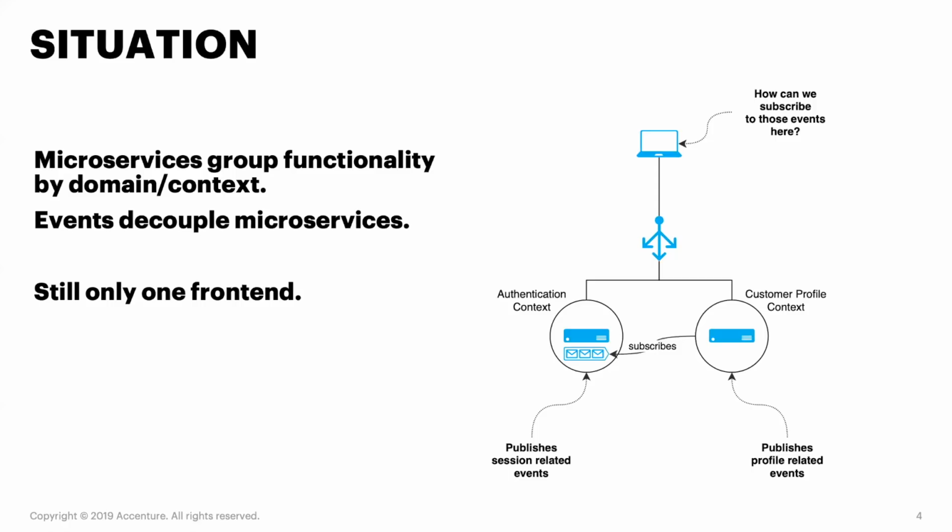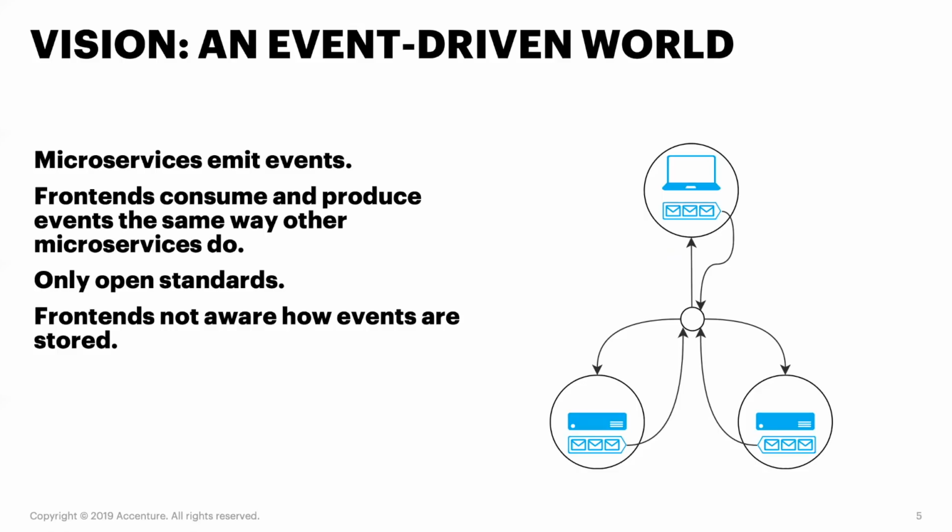But there is still only one frontend, often maintained by a single team and meant to include data from multiple, if not all, microservices. So we asked ourselves, wouldn't it be nice if the frontend team could selectively subscribe to events the same way that microservices teams do? And this exactly is our vision. Microservices and frontends produce and consume events in the same way.